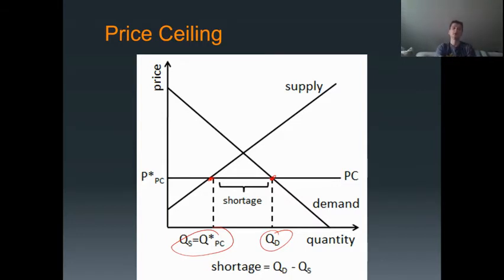And what happens if you remove this price ceiling? Then the price will eventually just go back up to equilibrium.